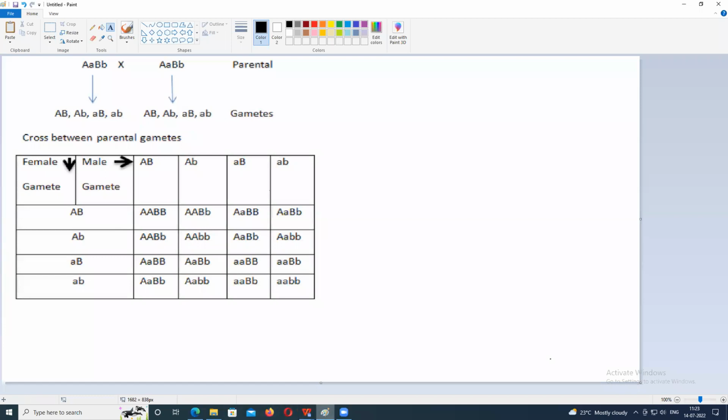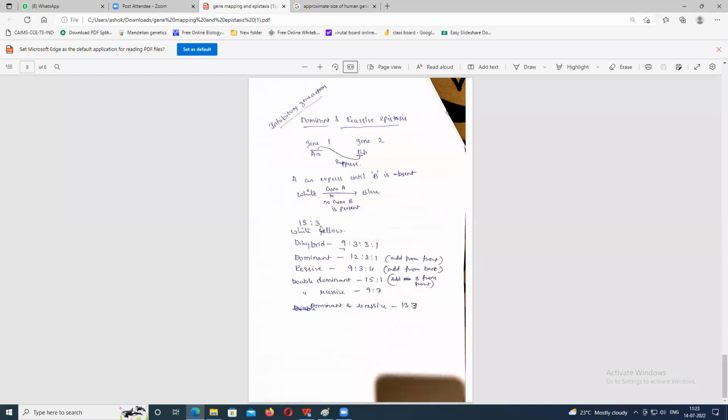13:3. 3 are blue, 13 are white. Okay, there is a little mistake here. Right. So one more important point here.